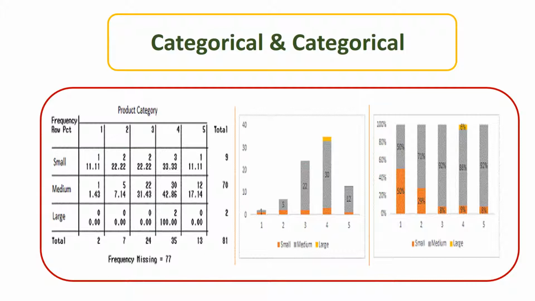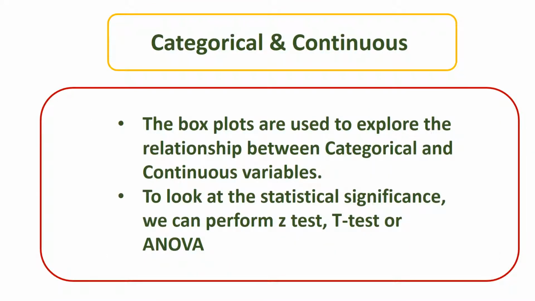For categorical relationships, we can use a stacked column graph to visualize the relationship between these two categorical variables. And in case of categorical and continuous, we can use the box plot. The box plot shows how the categorical variable and the continuous variable are related. It also shows any outliers for a particular category. That shows the relationship between these two.